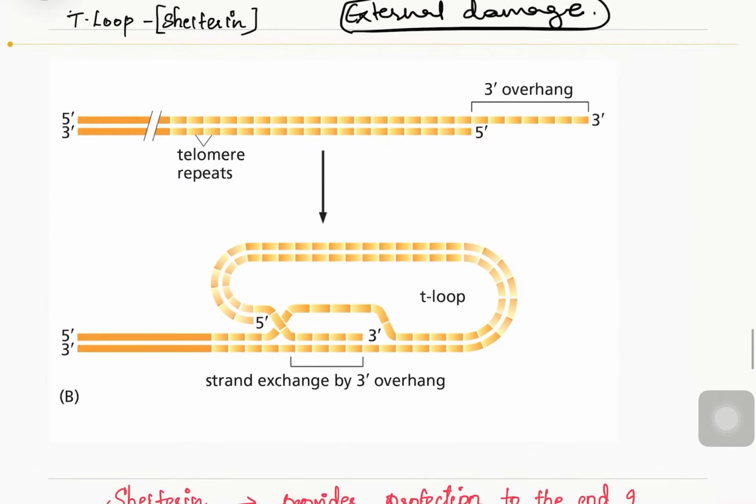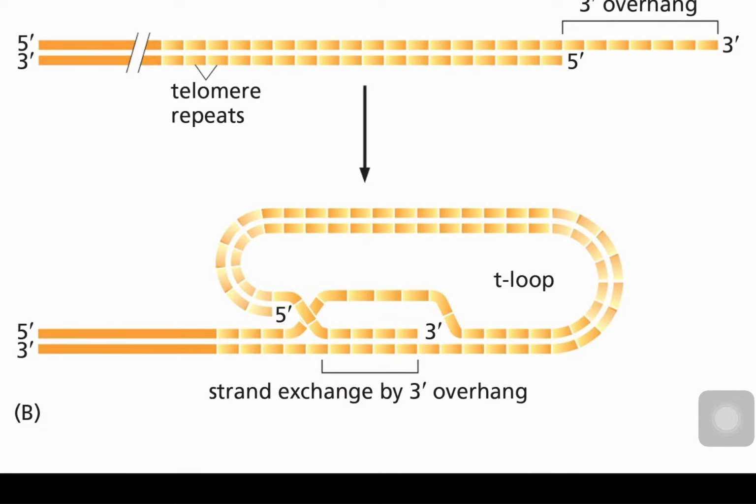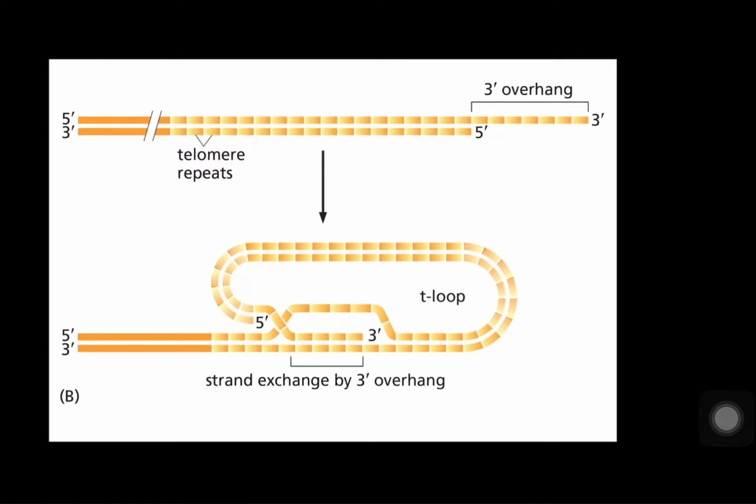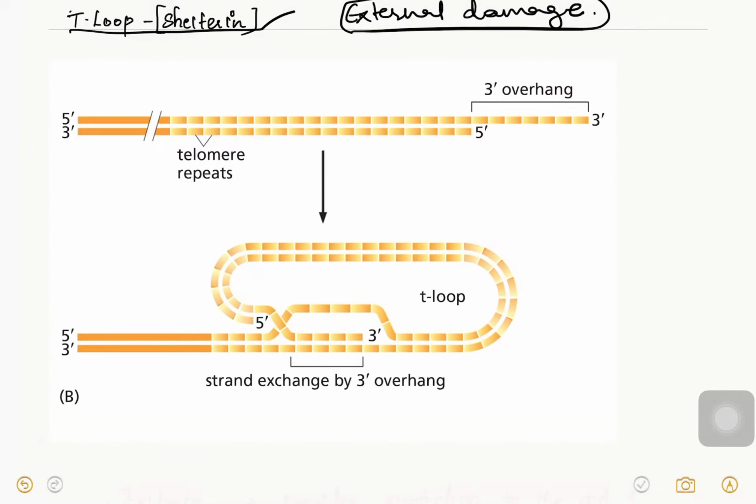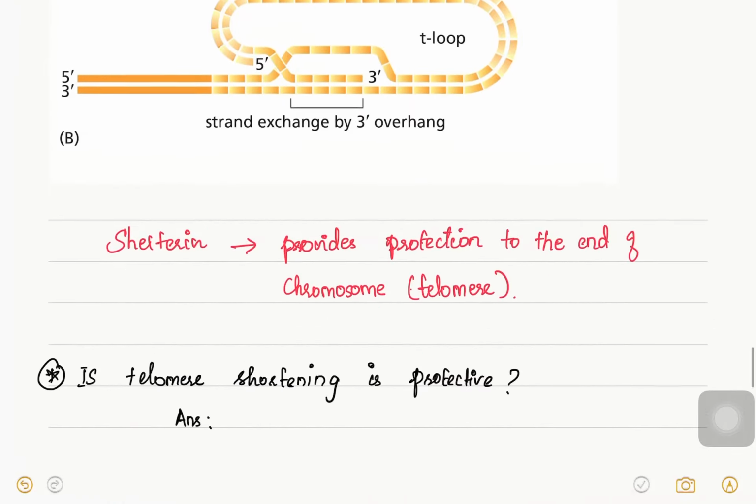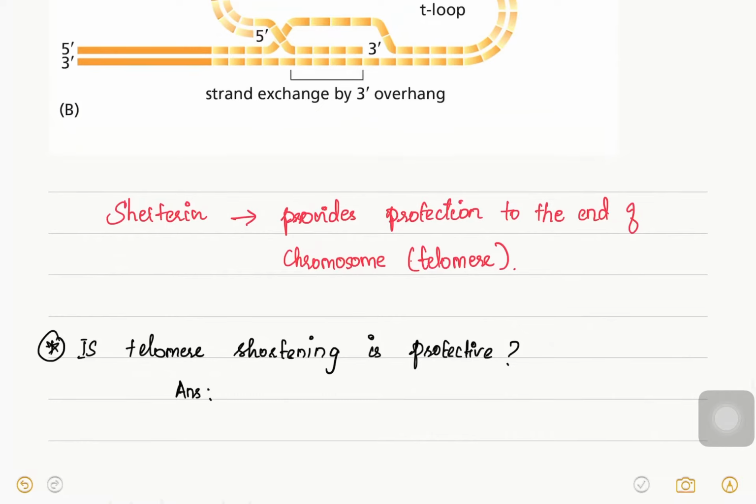To prevent that, it will form a T-loop or a shelterin. In this diagram you can see there will be a 3 prime overhang which is going to bend itself and form a strand exchange with the complementary or the other strands. Hence there won't be any extended or lengthened strand present. It has formed a loop, so there won't be any damage to the telomere site. This shelterin will provide protection to the end of the chromosomes, which we call the telomere.